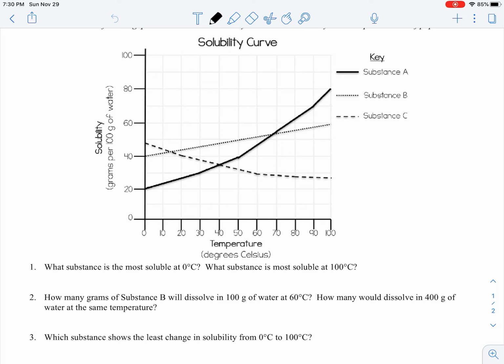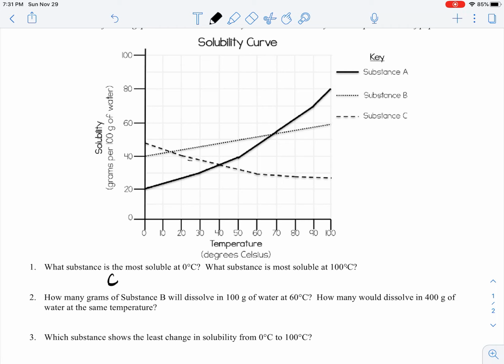So there's going to be different questions that are asked about this. The first one says, what substance is most soluble at 0 degrees? What substance is most soluble at 100 degrees? Well, you're just going to look. Notice that substance C, which is the dashed line, you can dissolve almost 50 grams of substance C at 0 degrees Celsius. So the answer for the first part of 1 is going to be substance C.